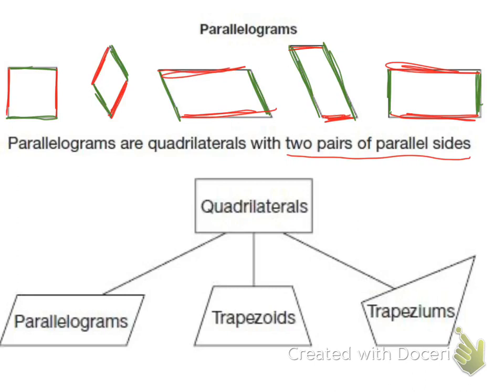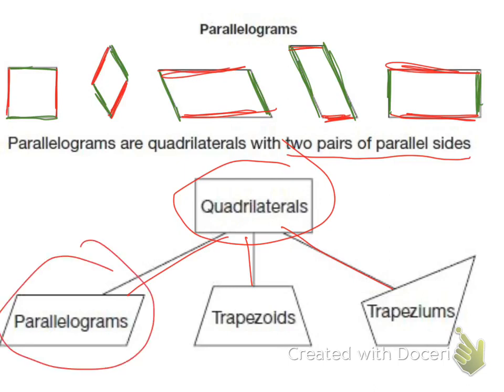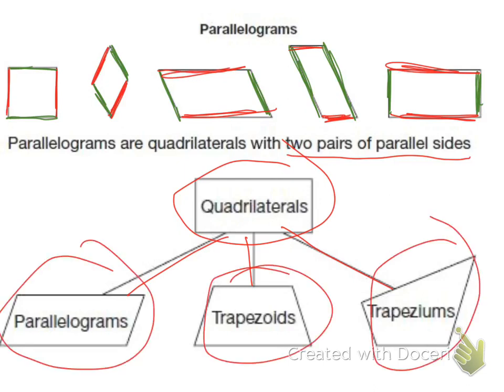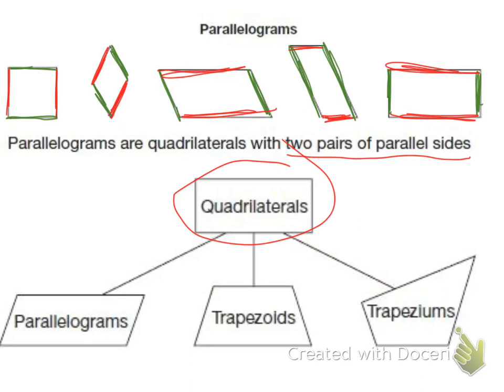That's just one way to classify. Quadrilaterals are broken into 3 groups. We've got parallelograms, trapezoids, and trapeziums.